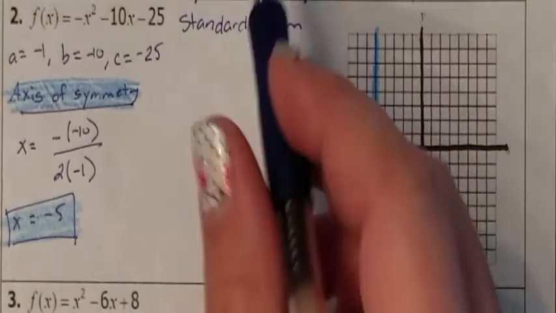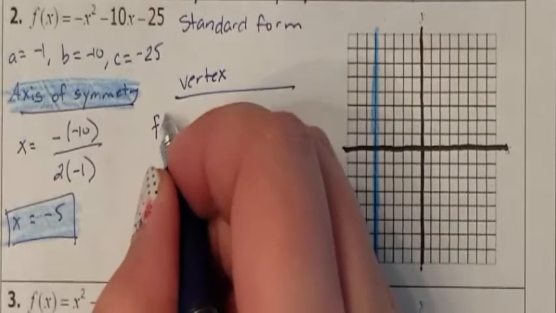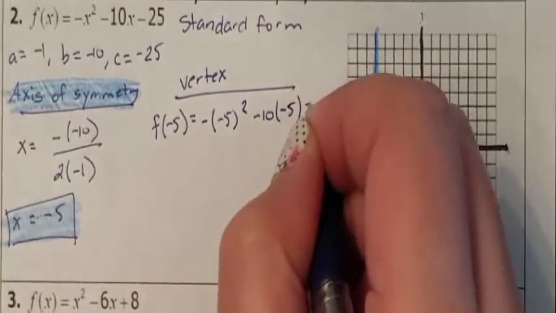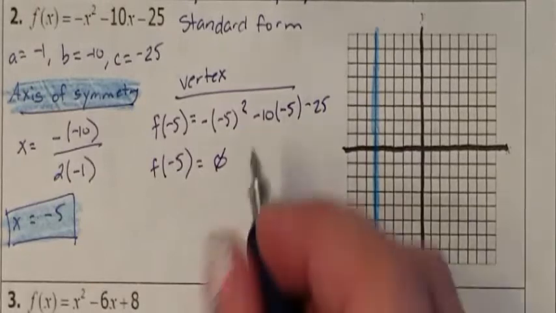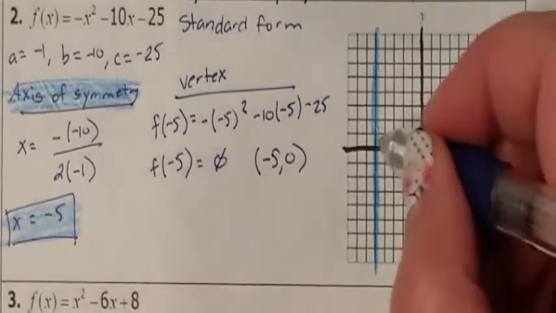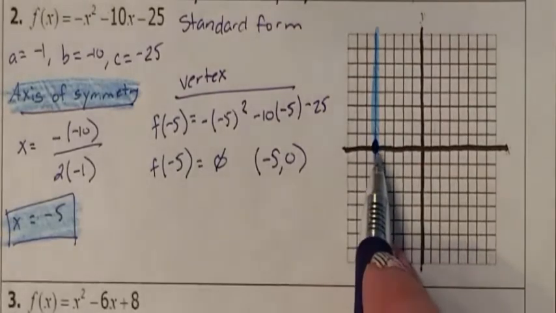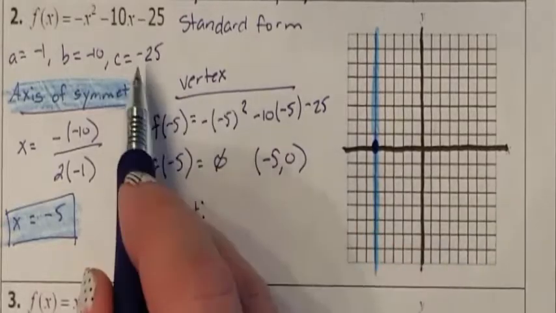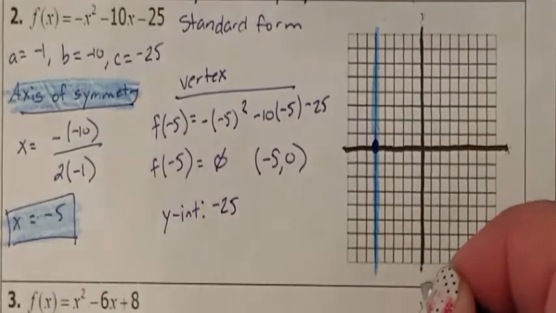After you've found the axis of symmetry, we need to now find our vertex. To find your vertex, you are going to solve for the function on that axis of symmetry line. So f at negative 5 gives me 0. So my vertex is the coordinate point negative 5, 0. My vertex sits right there. My y-intercept is the C, which is negative 25, which is way down here.